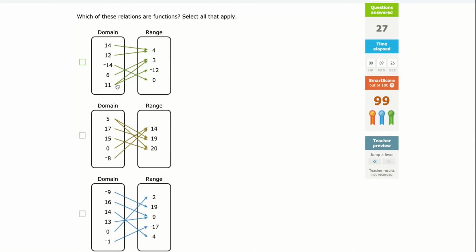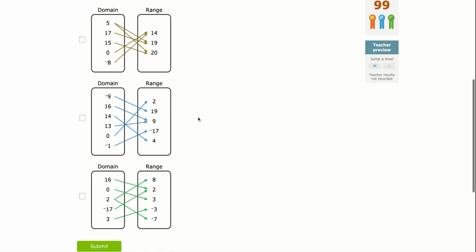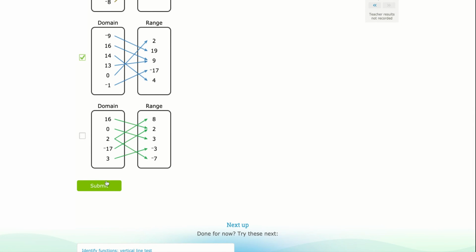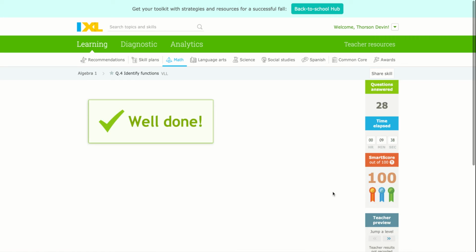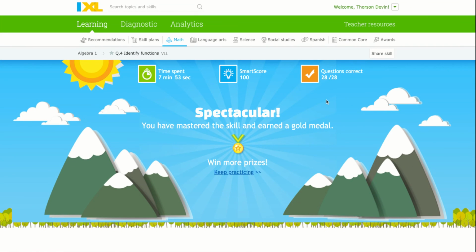This 11 breaks off to 2 different y values, not a function. This 5 breaks off to 2 different y values, not a function. Only 1 line leaving each one. That's a function. This 2 breaks off to 2 different y values. That's not a function. Hopefully that helps you understand this lesson a little better. If you have questions, bring them to class.